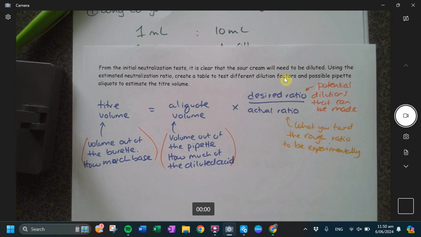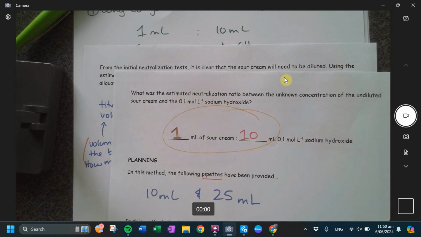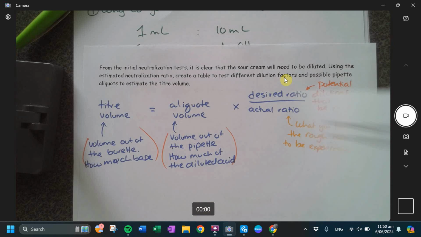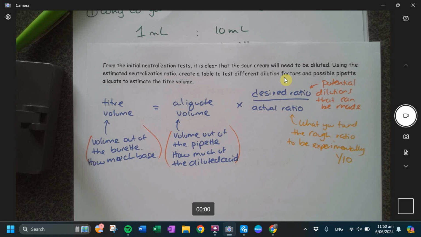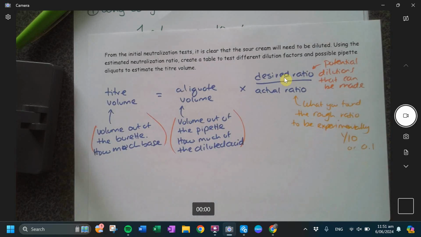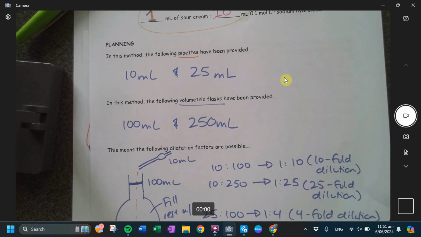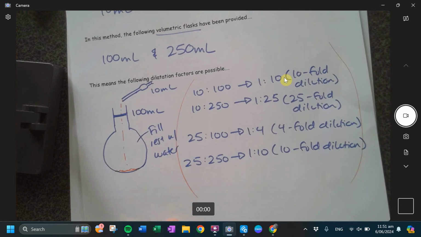All right. So the rough ratio that we found experimentally is this number over here. So that was 1 in 10, or if you want to write it, 0.1. The potential dilutions are the ones that we calculated on, where's the page gone? Over here. So these over here are the potential.